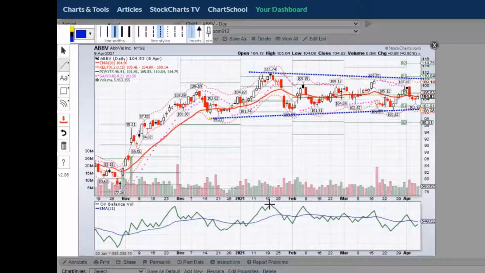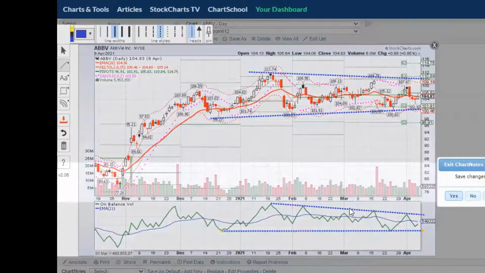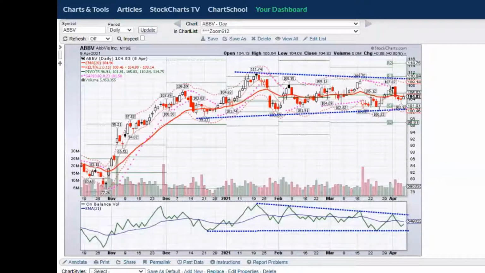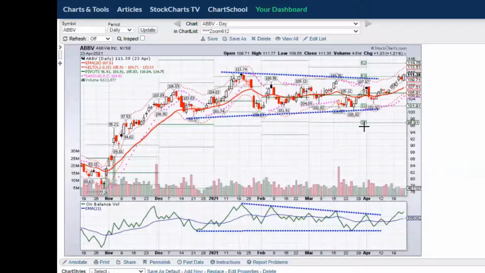The OBV at this point in time, this was a chart as of April 9th, was still below its moving average and locked in a trading range in a downtrend. So nothing really happening at that stage. If we switch forward a little bit and see what transpired, that was as of the 8th, so now we'll go towards the 23rd of April.